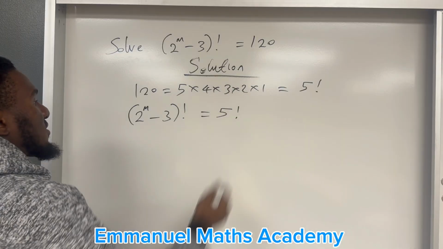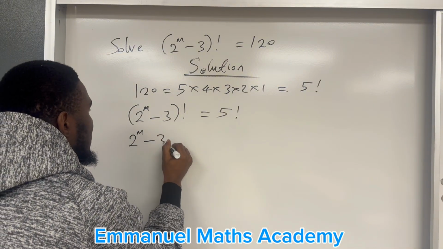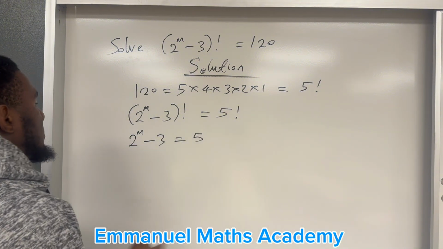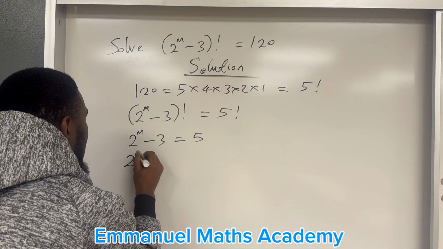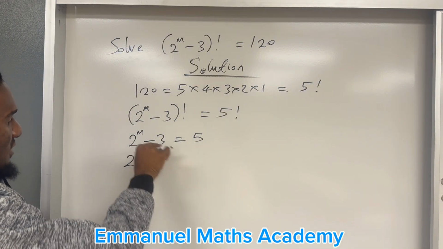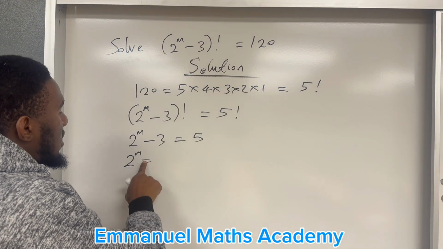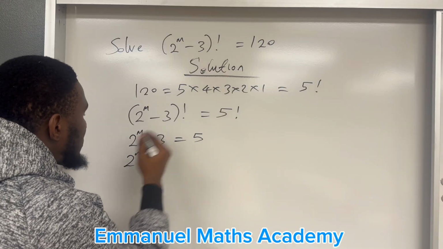The factorial will cancel factorial. Then we'll be left with what? 2^m - 3 = 5. Then you make 2^m the subject. You have 2^m equal to, you do that by doing what? The inverse of minus 3, which is addition. You add 3 to both sides.